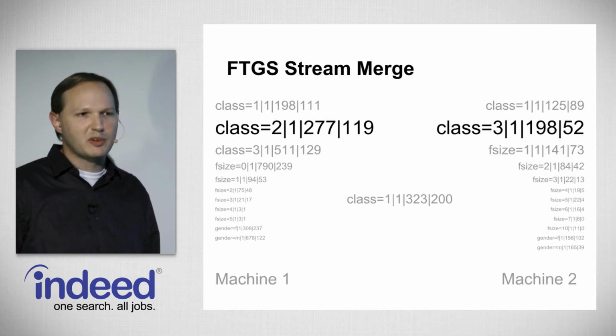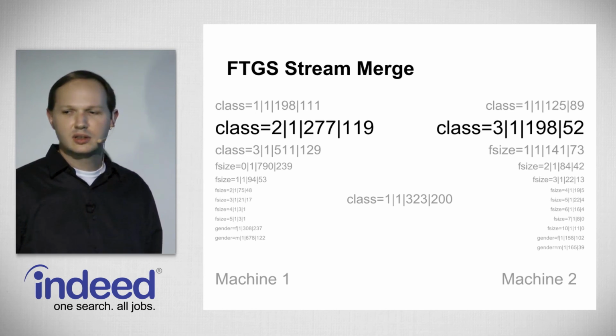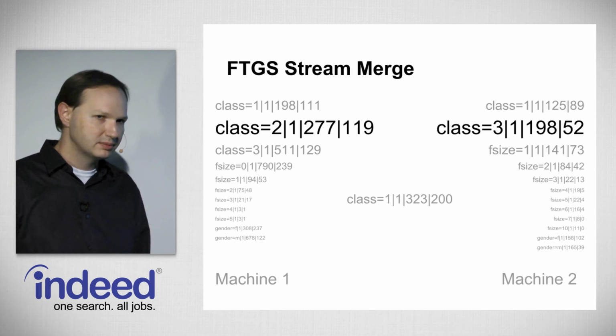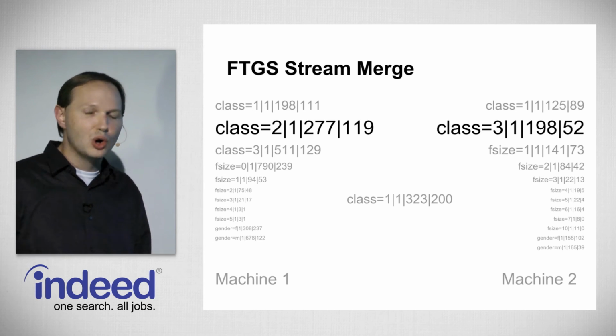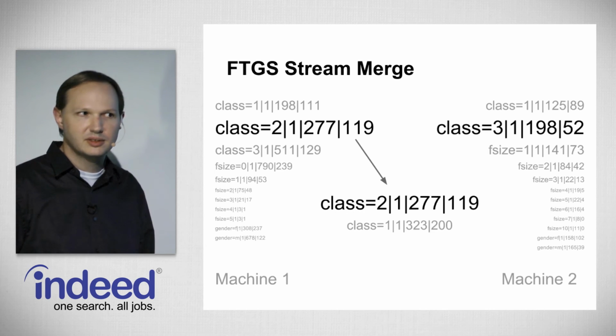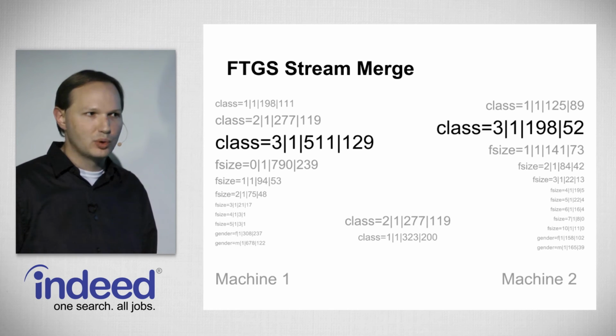In this case, there's a little bit of a problem. For machine 1, we have data for class 2 and group 1. But for machine 2, we only have data for class 3 and group 1. However, since these streams are in sorted order, we know that there is no data on machine 2 for class 2, group 1. And in that case, we just take the data from machine 2, and we only use that. And you move that forward.